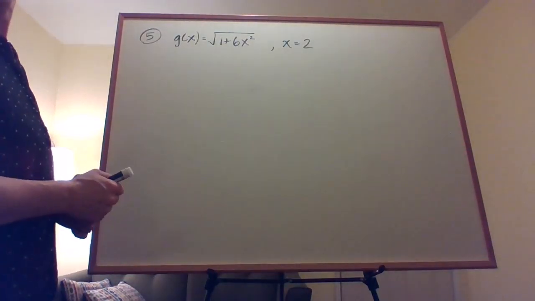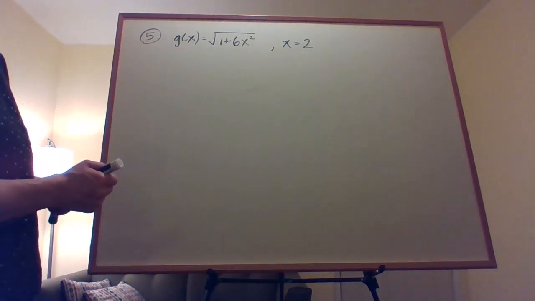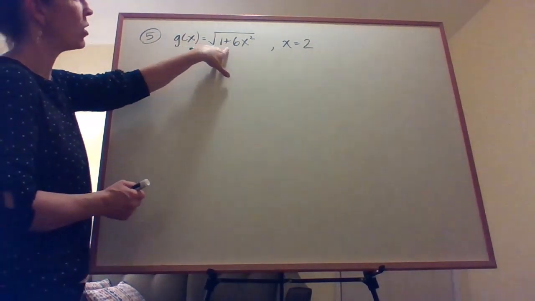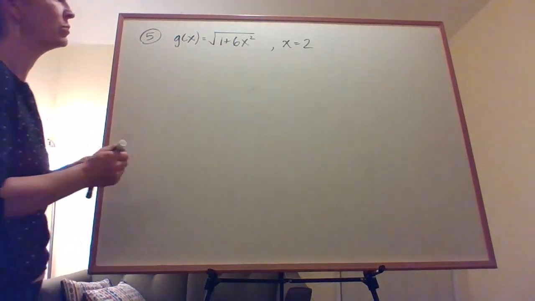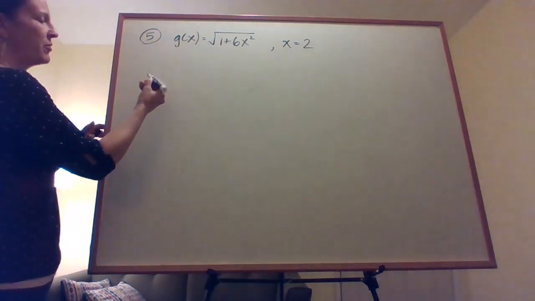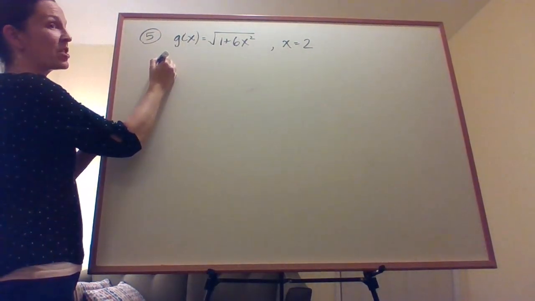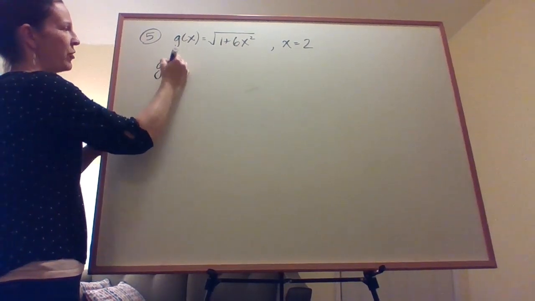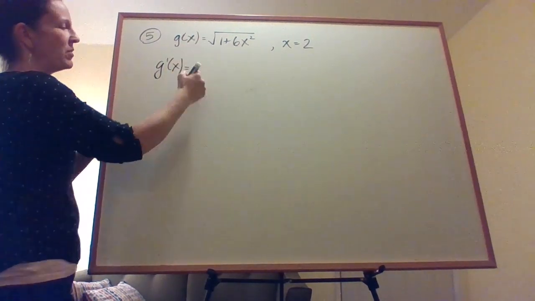Okay, here's number 5. We need to find the equation of the tangent line to g of x is square root of 1 plus 6x squared when x equals 2. To find the equation of the tangent line, I need the slope of the tangent line. That's going to come from the derivative. So I need to find the derivative here.